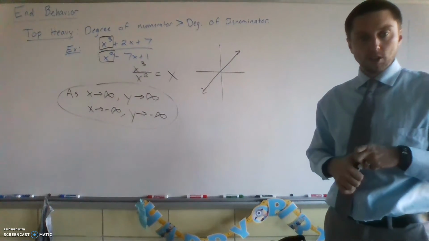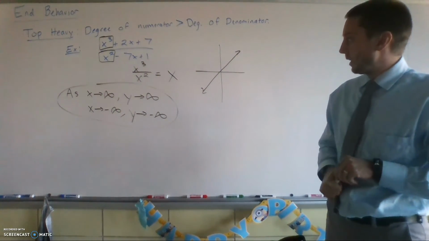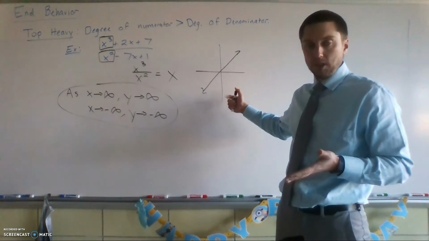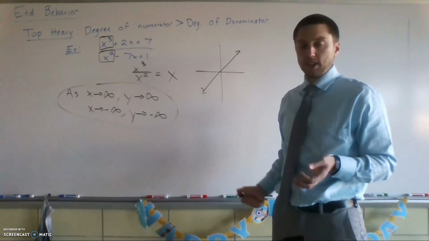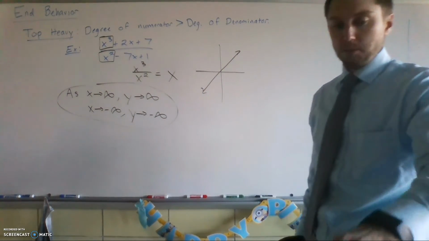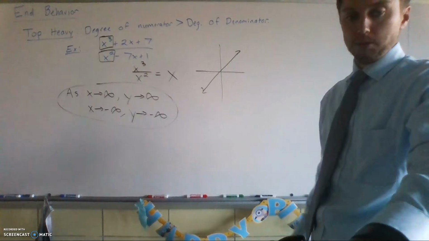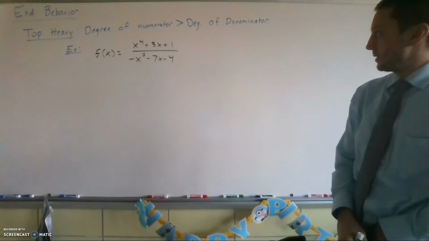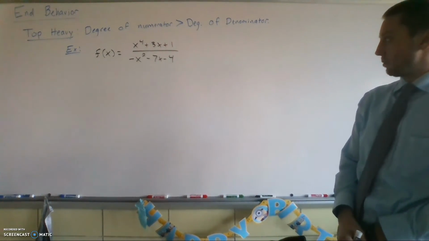You're going to look at the terms that dominate on the top and the bottom, simplify them, see if you can figure out what the end behavior of the simplified version looks like, and then that'll help dictate the end behavior of your more complex polynomial. Okay, so what's going on with this one here? So x to the fourth plus 3x plus 1, over negative x squared minus 7x minus 4.